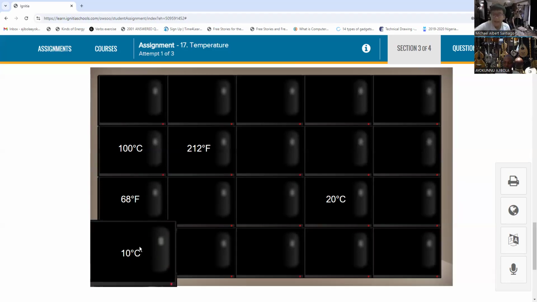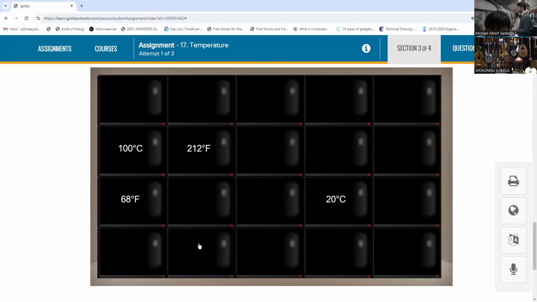Then let's check this one. This one is 10 degrees C. We haven't seen something like 10 degrees C. So let's convert it to Fahrenheit. That is 10 times 1.8, which is 18, then plus 32. This will be 50. So we'll take note of this 50 Fahrenheit. Is that clear?